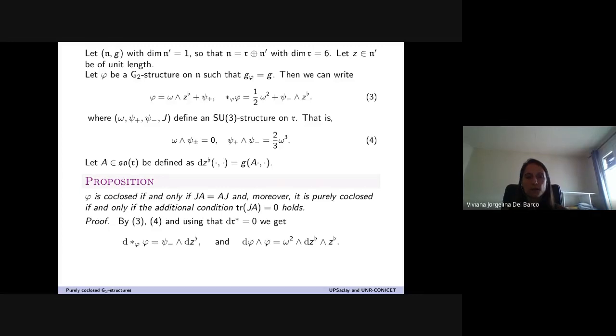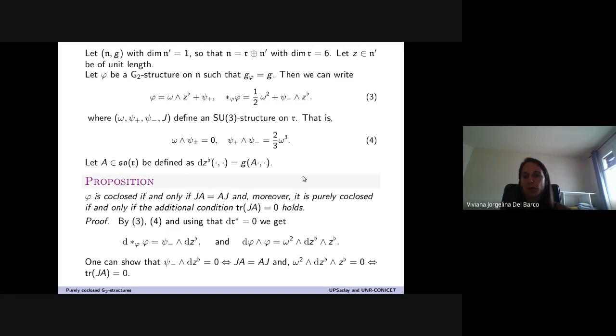You can see that you can take the differential of star phi, using formula 3. Since omega is closed and psi minus is closed because they live on the R part, the differential of star phi is only psi minus wedge d of z, and d of phi wedge phi is omega squared wedge d of z wedge z flat. If you want to write these conditions in terms of J, the first one says that A and J commute, and the second one says that the trace of J times A is 0. So this is what I was saying.